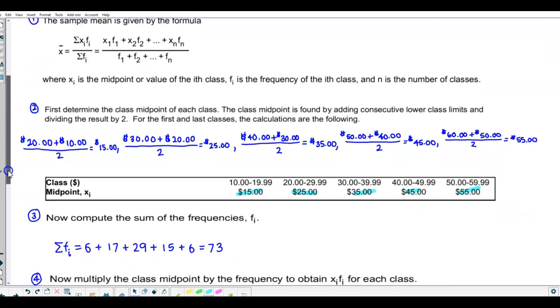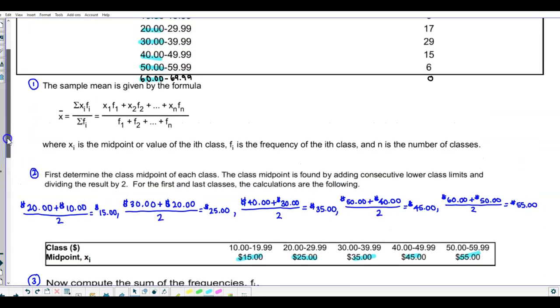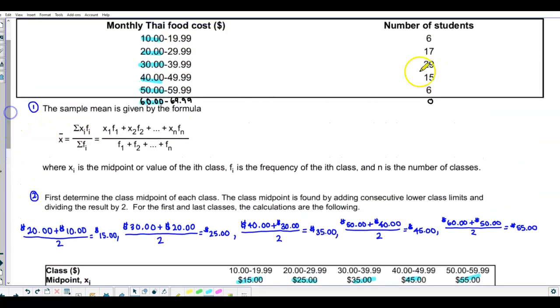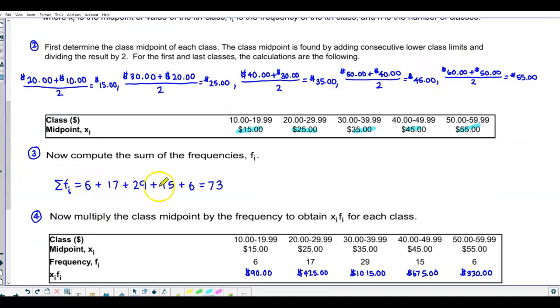Next, we want to compute the sum of the frequencies. So the sum of the frequencies that we have up here, we're going to add 6 plus 17 plus 29 plus 15 plus 6. When we add that together, that gives us 73, because that's part of the formula.